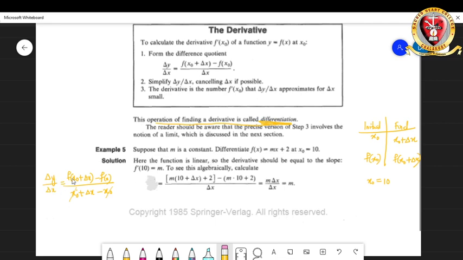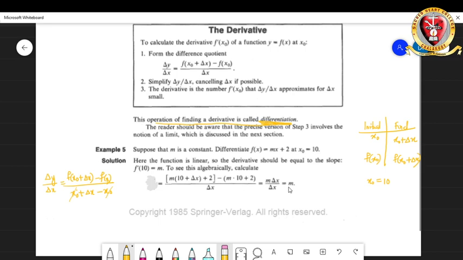So first you have to calculate delta y by delta x. Delta y by delta x is equal to f of x naught plus delta x minus f of x naught divided by x naught plus delta x minus x naught. That means delta x in the denominator. And then you substitute x naught to be 10, it is given in the question, and then substitute for the function here. So that means m into 10 plus delta x plus 2 minus m into 10 plus 2 whole divided by delta x.